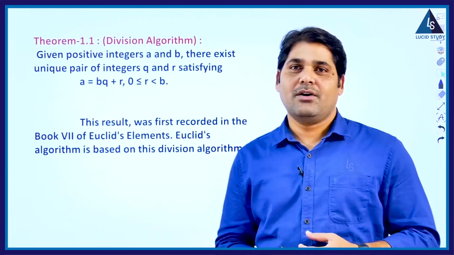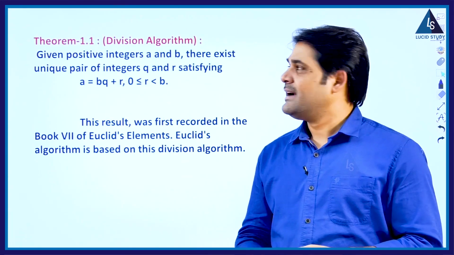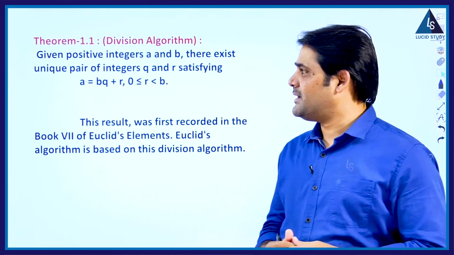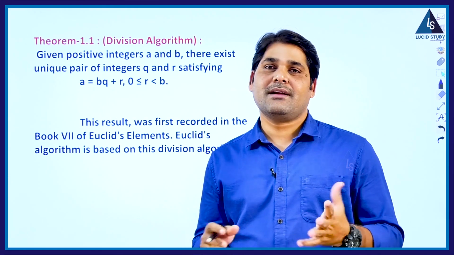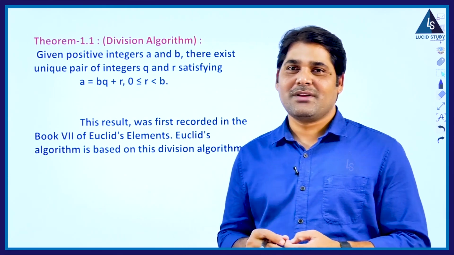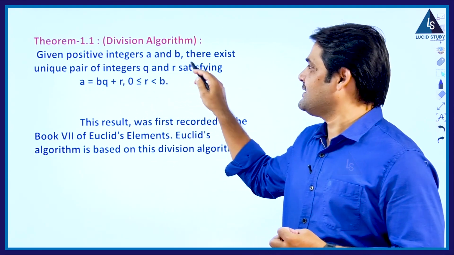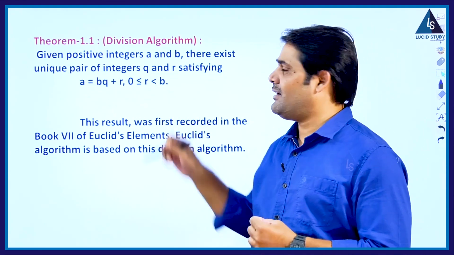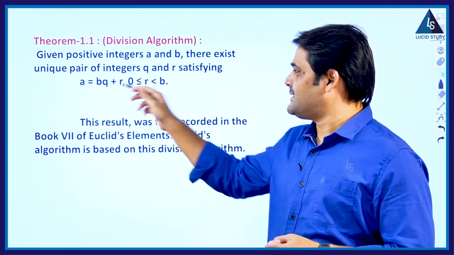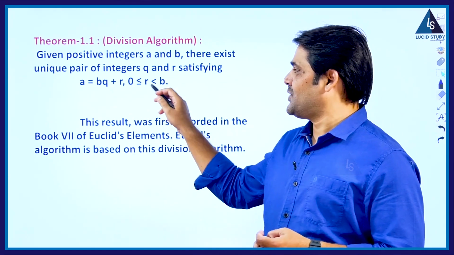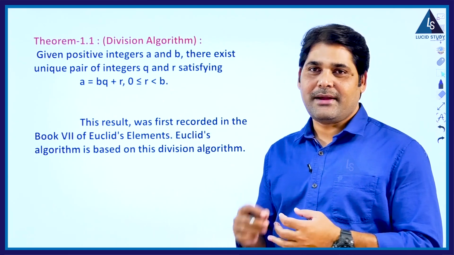Now first we will discuss the division algorithm. What do you mean by division algorithm? If you just read this, you will not understand anything, so I will show you how to understand it. Given positive integers a and b, there exists a unique pair of integers q and r satisfying a equals bq plus r, where 0 is less than or equal to r, and r is less than b.